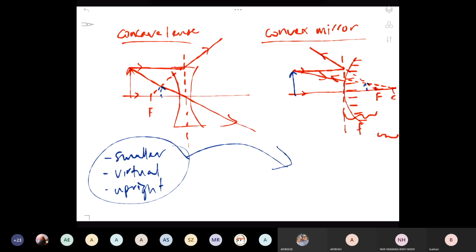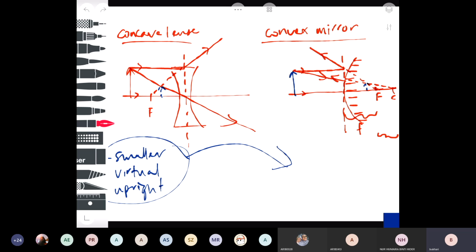Ya. Huh? Tak faham convex mirror tu. Tak faham yang mana? Convex mirror. Yang ni tak faham ni. Yang ni ke? Ha. Okey, tak apa. Okey, kalau tak faham, saya lukis lagi sekali. Saya lukis lagi sekali. I do it again. So, please look carefully this time.